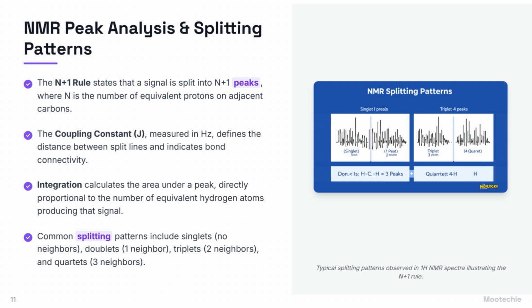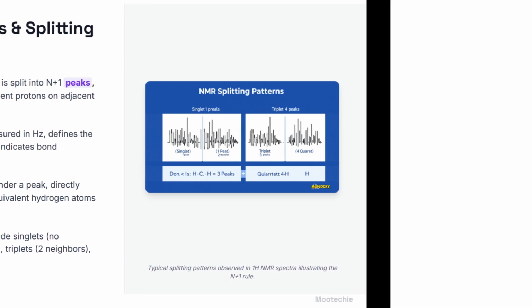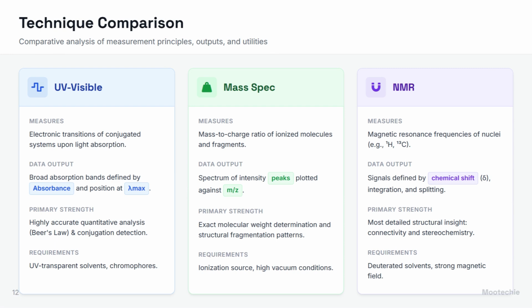Now let's step back and compare all 3 techniques side by side. Technique comparison. This is a comparative analysis of their measurement principles, outputs, and utilities. First, UV visible spectroscopy. It measures electronic transitions of conjugated systems upon light absorption. Its data output consists of broad absorption bands defined by their absorbance and position at lambda max. Its primary strength is highly accurate quantitative analysis via Beer's law and conjugation detection. It requires UV transparent solvents and the presence of chromophores.